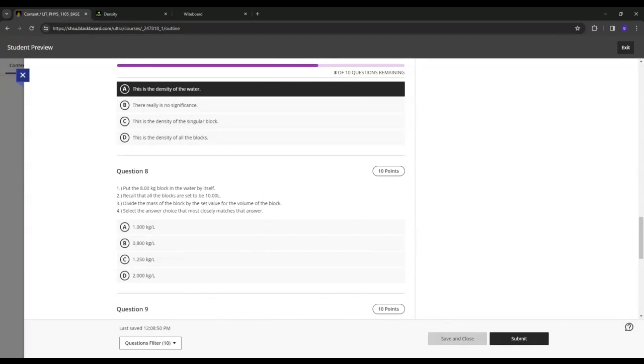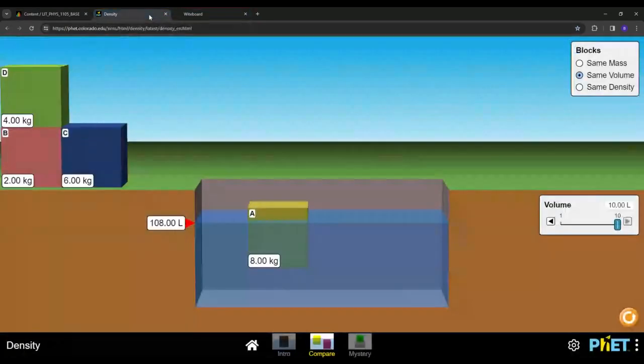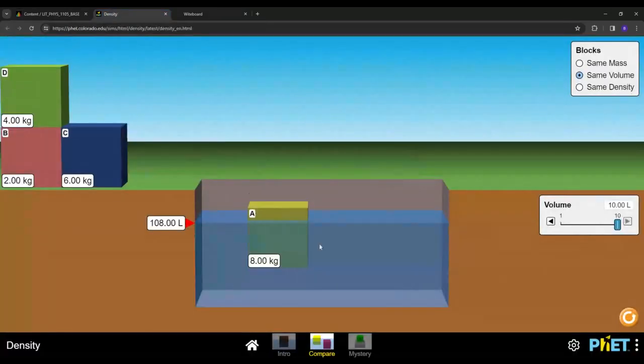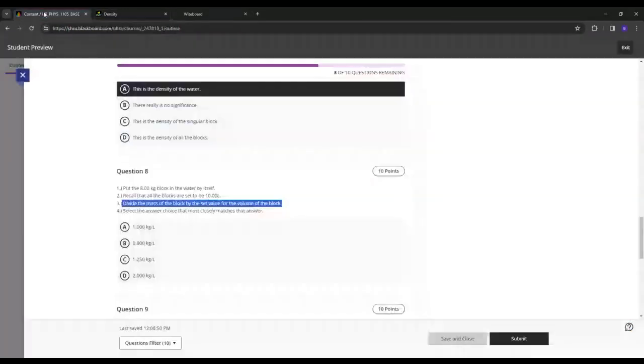Okay, so in the next question, we want to do the same thing. So we're looking at the same block in water. But this time, when we're given the step to find a density, we're going to divide the mass of the block, which was, again, 8 kilograms, by the set value for the volume of the block. So remembering that the actual full entire block itself is 10 liters, then we'd have 8 kilograms here. We're not going to look at the water level this time, but we're going to look at the 10 liters set on the side. So 8 divided by 10.